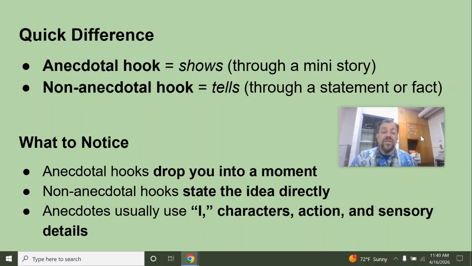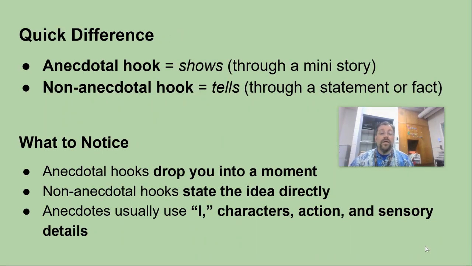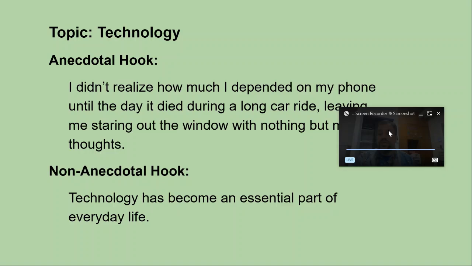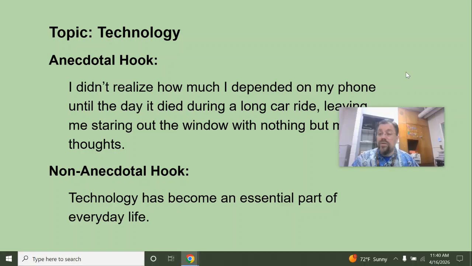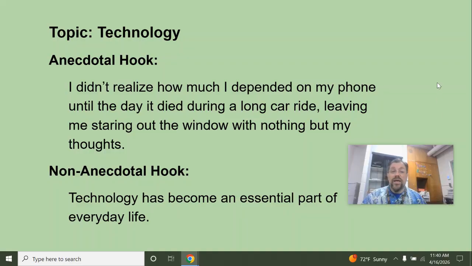Now, if you can see on there, the anecdotal hook will drop you in the moment. It will use I sometimes, it tells a little bit of a story. Sensory details, that's how you're pulling the reader in to want to continue reading your essay. And it is by far the best way of doing it. Now, I'm going to show you some comparisons here of the two different types, just so you can see the difference.